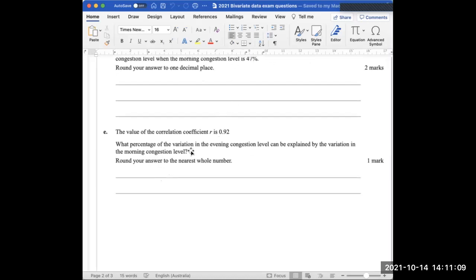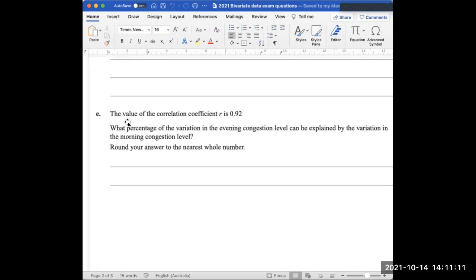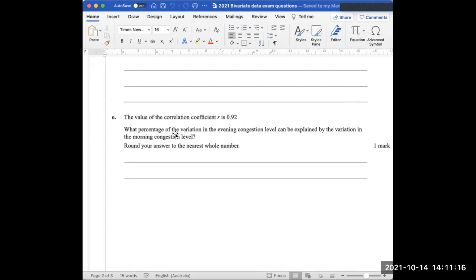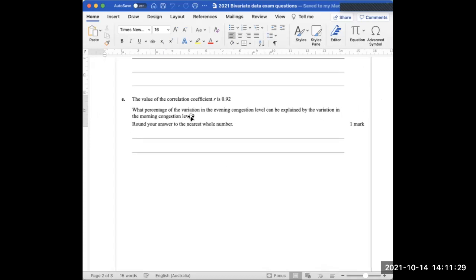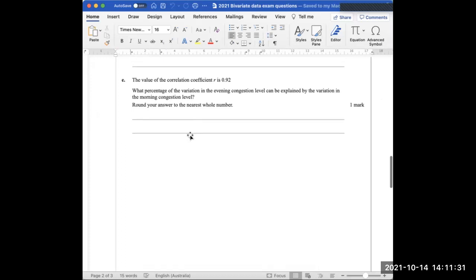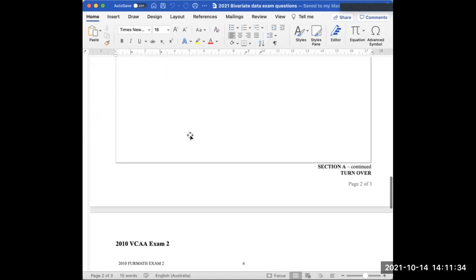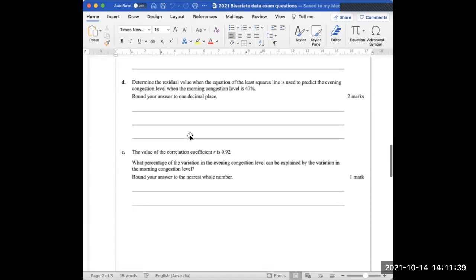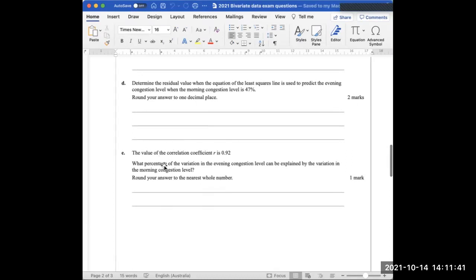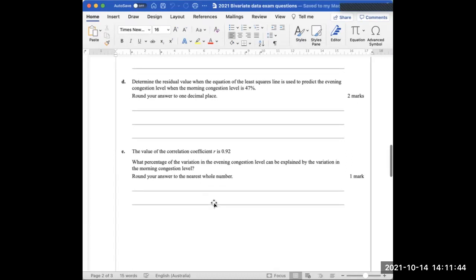So I still need to cross them out. There you go. The value of the correlation coefficient is 0.92. What is the percentage of variation in the evening congestion explained by the variation in the morning congestion? Round your answer to the nearest whole number. So that's a question right there in the Year 12 exam. What I want you to capture is the idea that usually these questions about R square appear at the end.